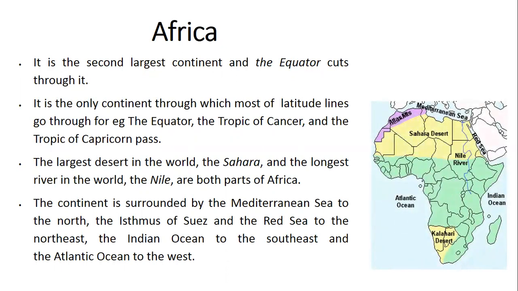This is the map of Africa. As you can see, Atlantic Ocean is to the west of Africa. Indian Ocean is to the southeast and Mediterranean Sea to the north and the Red Sea to the northeast.